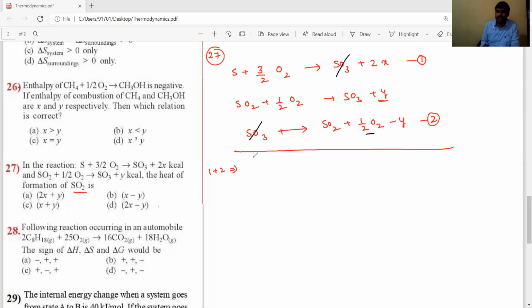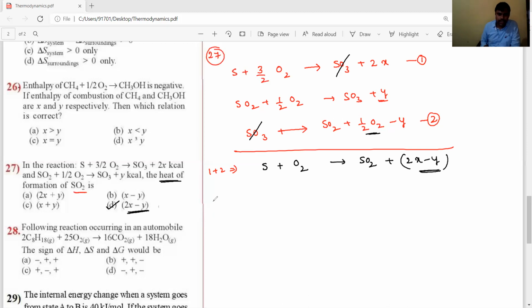1 by 2 moles of O2 is nothing but S plus O2, S plus O2 is converted into SO2, plus 2x minus y. So during the formation of SO2, how much amount of heat is formed, dear students? 2x plus 2x minus y is forming. So the answer is D option.